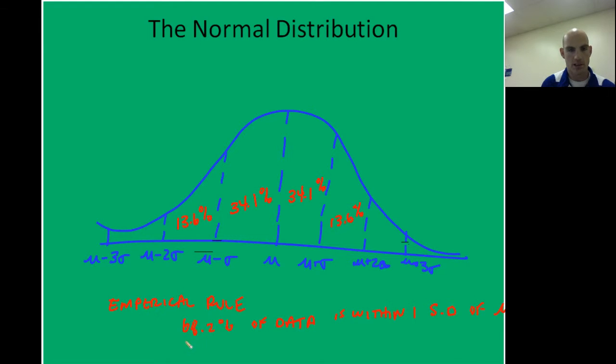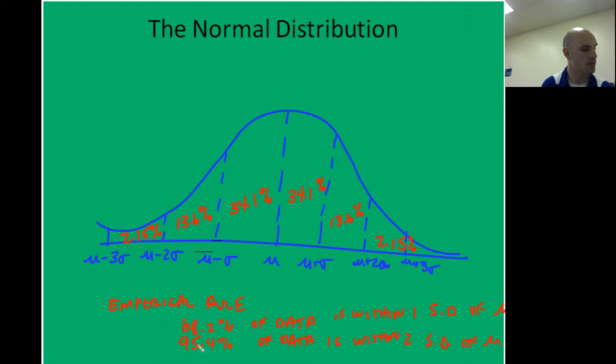The empirical rule tells us that 95.4% of data is within 2 standard deviations of the mean. As we move out, these next divisions go to the end. Okay, so this is to the end. And this is going to be about 2.15%, and this is about 2.15%. It takes up pretty much the remainder.